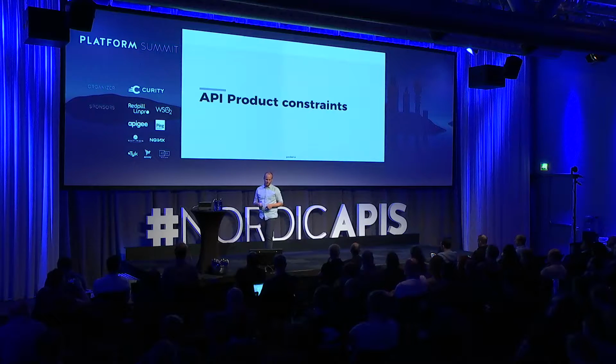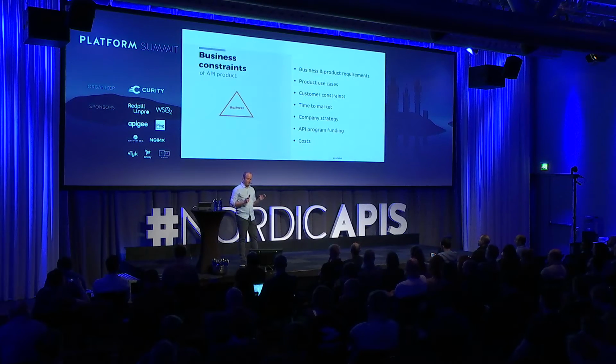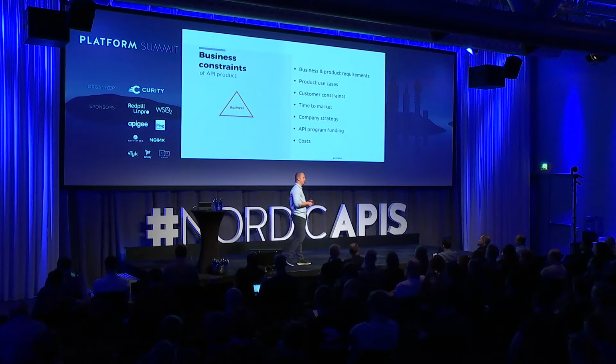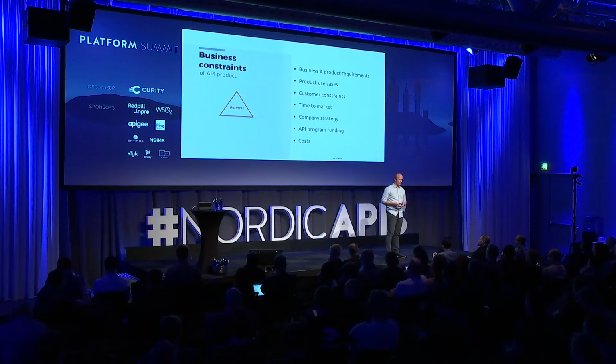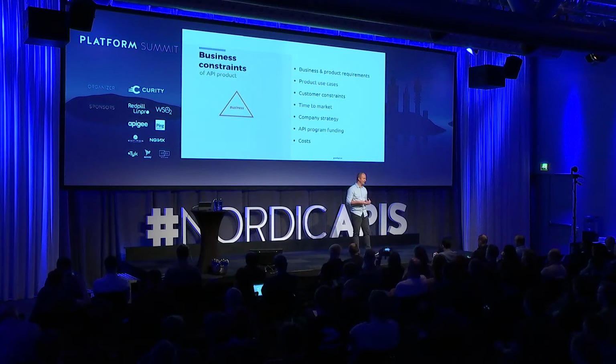So what are these constraints from the product side? The business constraint, that's where you have your product requirements, both functional, non-functional, costs, time to market, of course. If your API product will be on the market just for one conference, then you probably need some style that makes it very easy and doesn't care too much about evolution, right? And of course, the fundings, I already mentioned that.